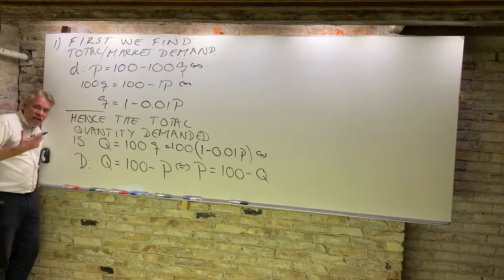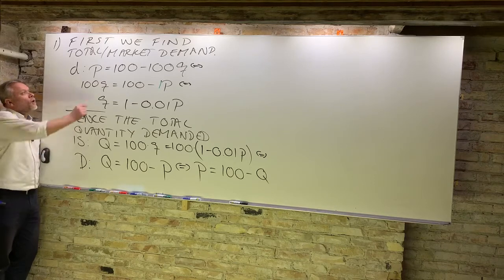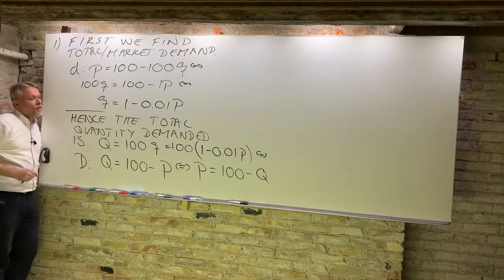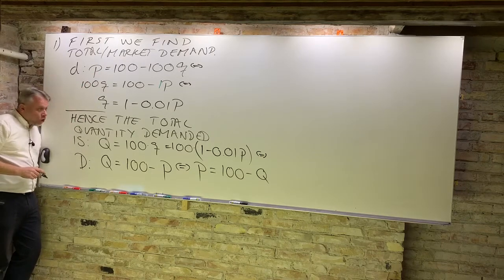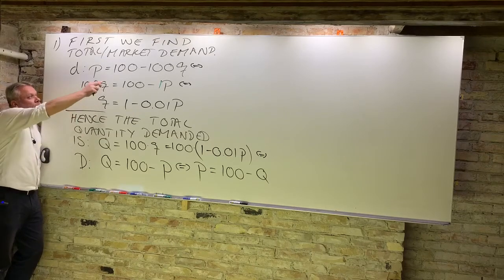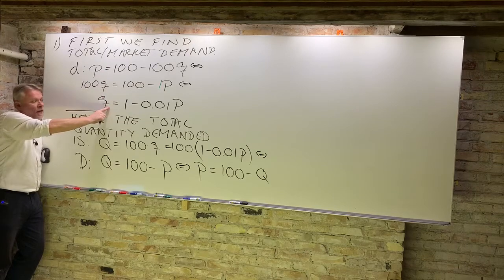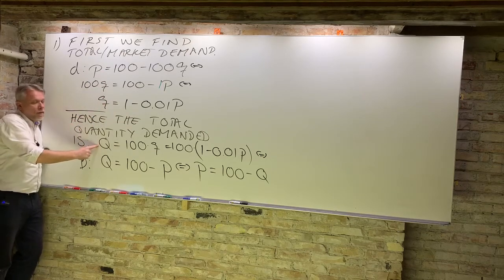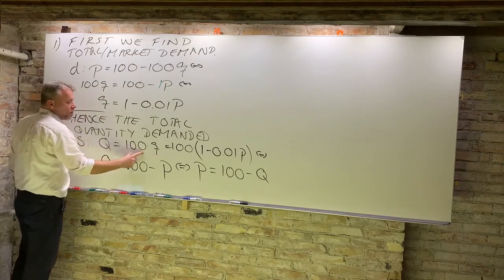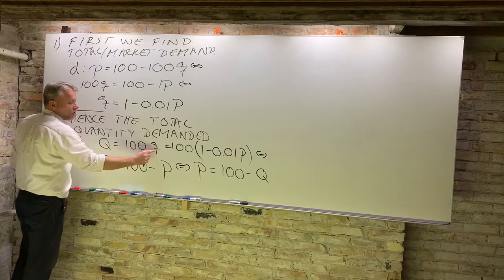But before we do that, let's just briefly go over the story once more. If you've been given individual demand curves or individual inverse demand curves, and if you want to find total demand, then what you do is you take the individual inverse demand curve, isolate the quantity, and then the total quantity demanded is just the number of consumers times the individually demanded quantity.